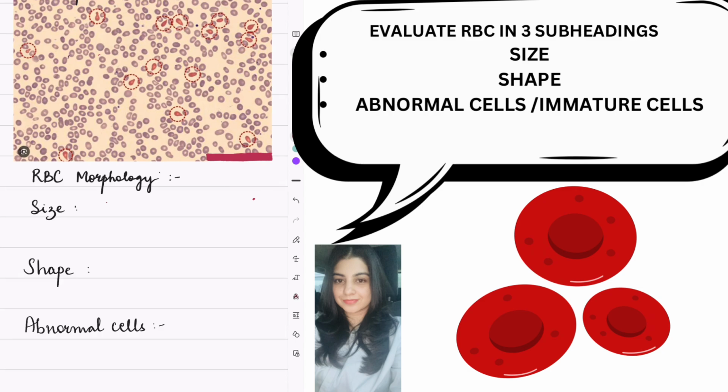So I have decided to segregate this, and right now we'll only study RBC morphology. We won't be studying anything about WBCs or platelets. We'll go one by one. So this is case 1, and we'll be focusing on RBC morphology. Okay. So for RBC morphology, I would say look for 3 things. First is size, then is shape, and then abnormal cells.